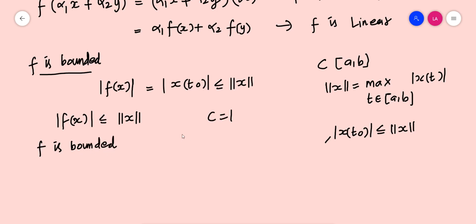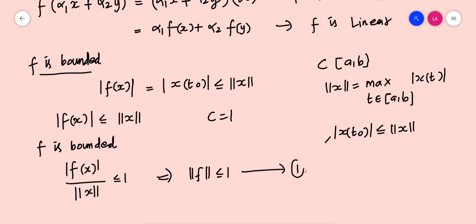Now f is bounded, which means that modulus of f of x by norm x, by this inequality, should be less than or equal to 1. Now if we take the supremum, each of these elements is at most 1, so its supremum is at most 1. Its supremum is actually norm f. So clearly norm f is less than or equal to 1, by equation number 1.